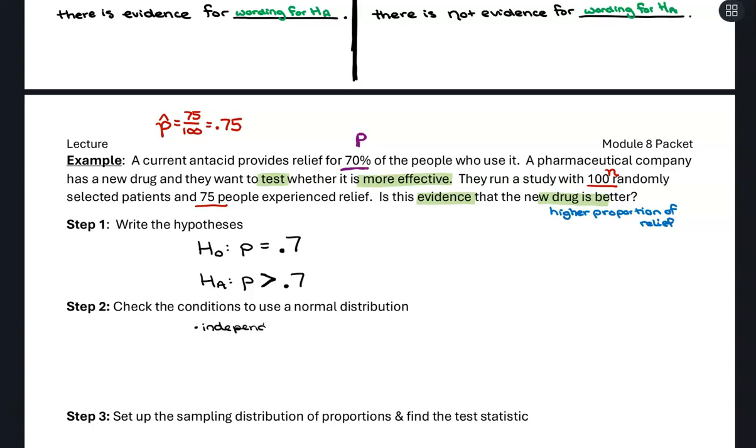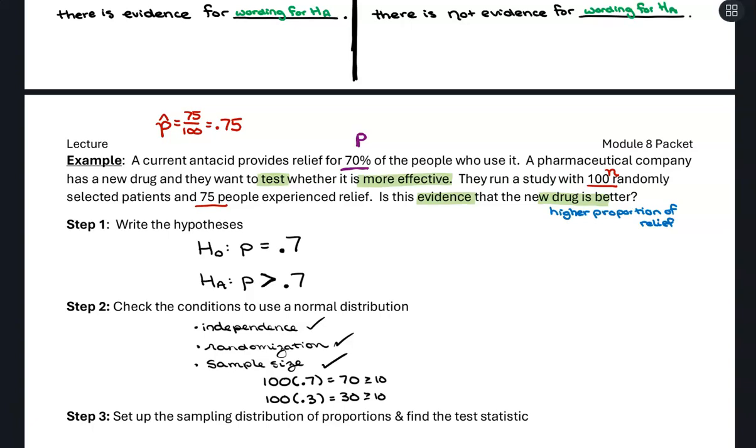Okay, checking conditions. We need to have independence. We need to have randomization. And we need to meet that sample size. Okay, so independence good, randomization we're really good. They told us it was a random sample. Sample size, we're going to take our sample size of 100 and multiply that with the 0.7 from our null hypothesis. So we get 70. And then we take 100 times 1 minus 0.7, which is 0.3. So we get 30. Both of those are more than or equal to 10. So we're all good for sample size.